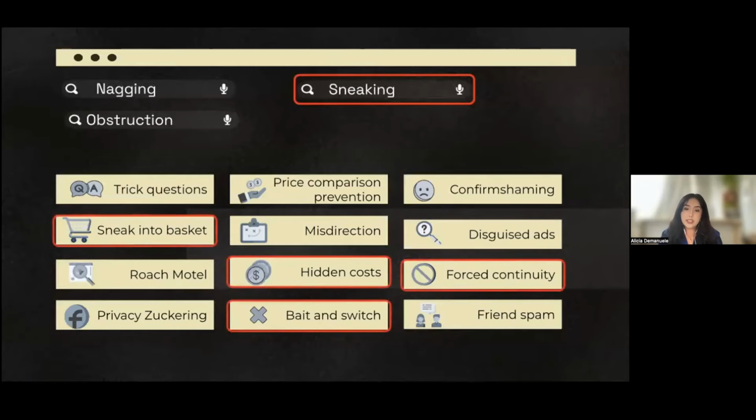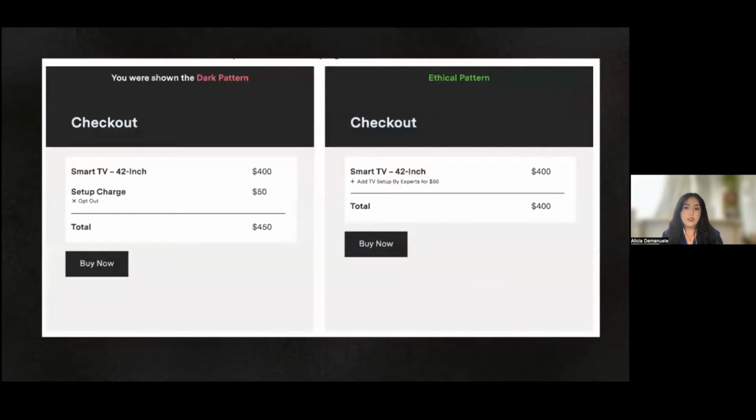Third, we have sneaking, which is an attempt to hide, disguise, or delay the divulging of information that has relevance to the user. So this could include things like undisclosed costs. So for instance, in this example, you'll notice that the dark pattern on the left includes a setup charge at checkout by default and places the onus on the user to opt out, whereas the ethical pattern on the right allows the user to choose to add it on to begin with.